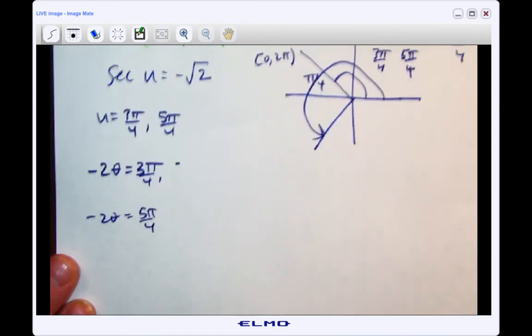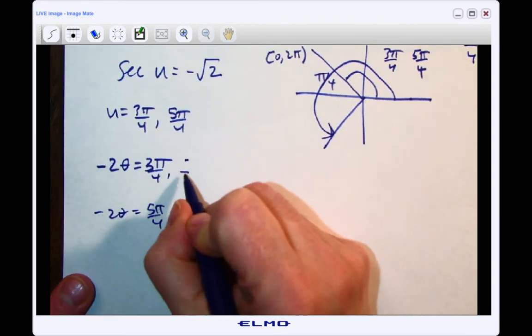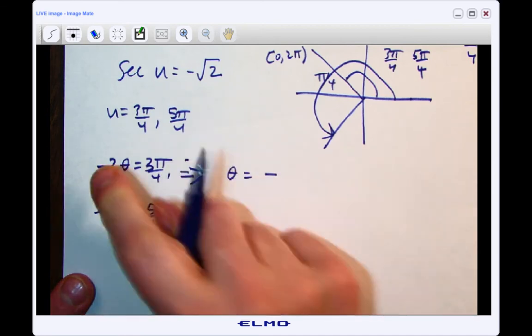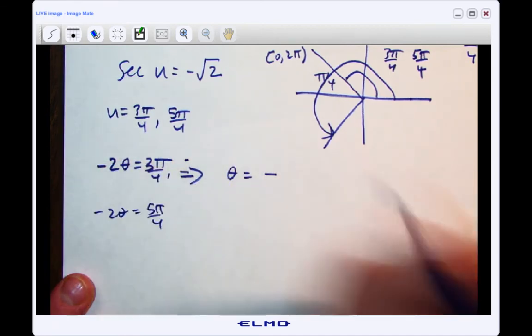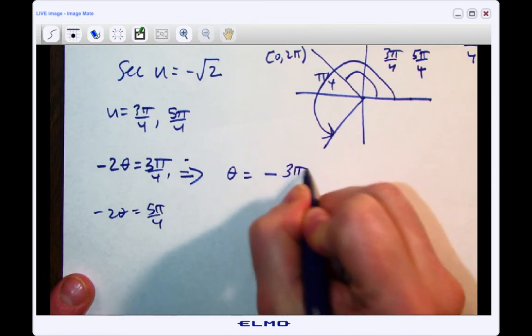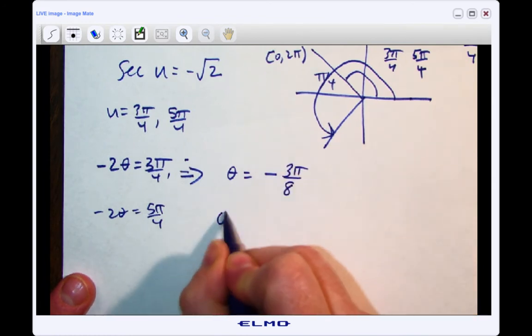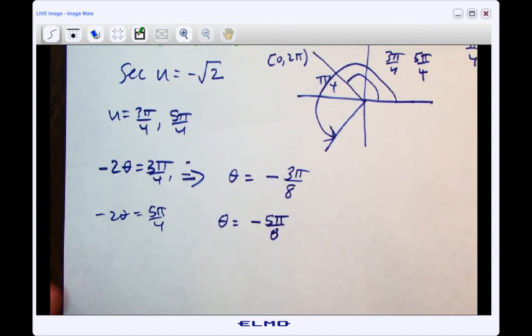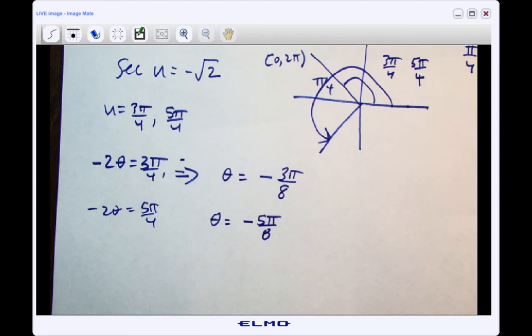We want to find theta. So we know that this one is going to give us theta is equal to, if I use the negative, negative 3 pi over 8. And this one's going to give us negative 5 pi over 8. Now this brings me to that thing that I was just talking about.